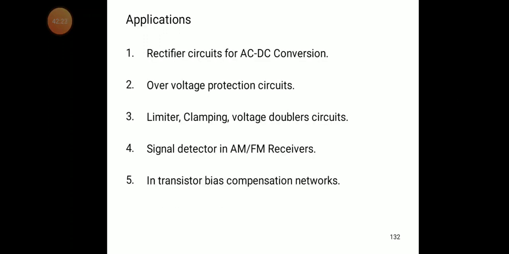Next one is the digital logic gates. In the digital logic gates also we use the PN junction diodes. These are the different applications of the PN junction diode: rectifier circuits for AC to DC conversion, over voltage protection circuit, limiter, clamping and voltage doubler circuits, signal detectors in AM and FM receivers, transistor bias compensation networks, and digital logic gates. So many applications are there.